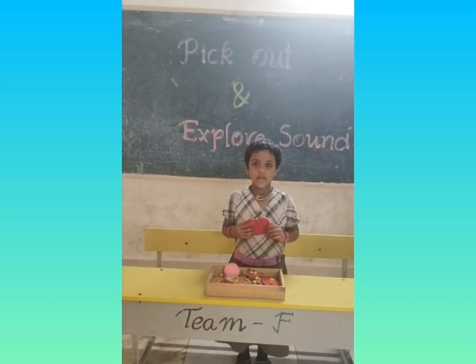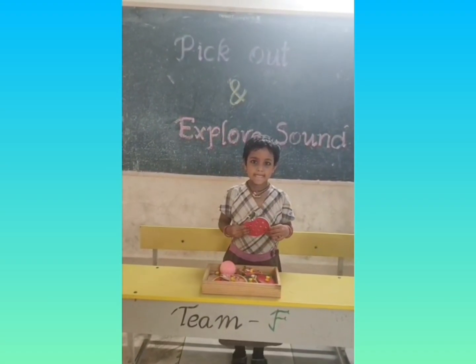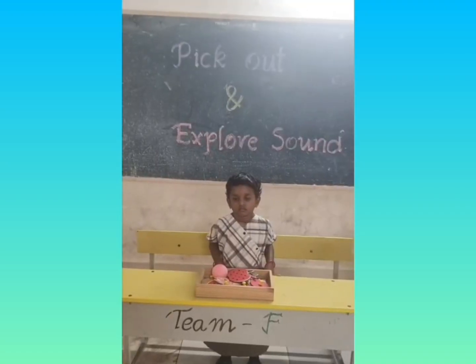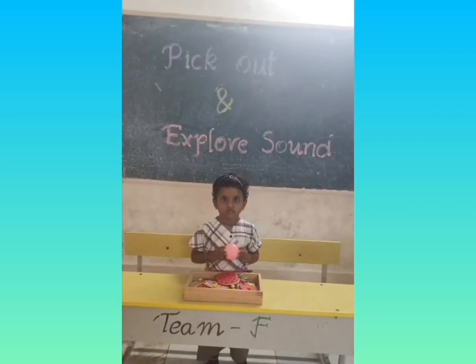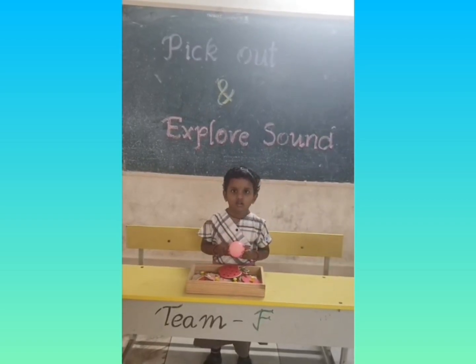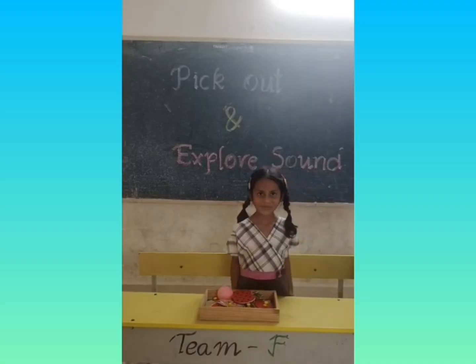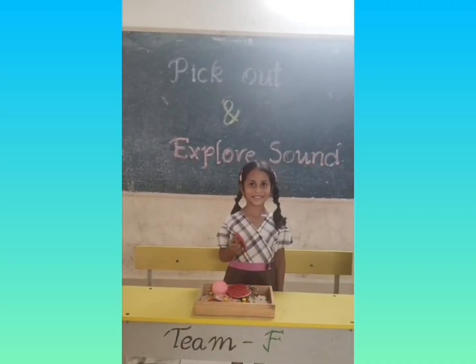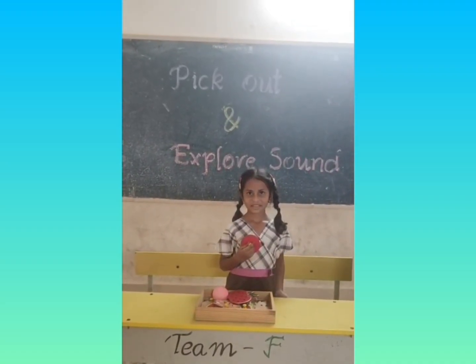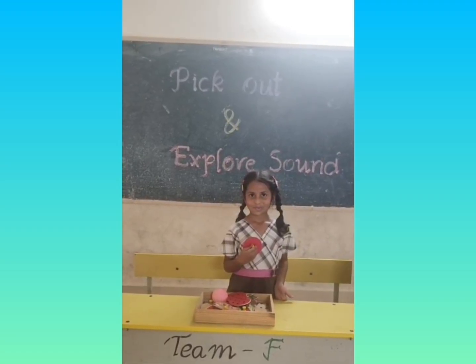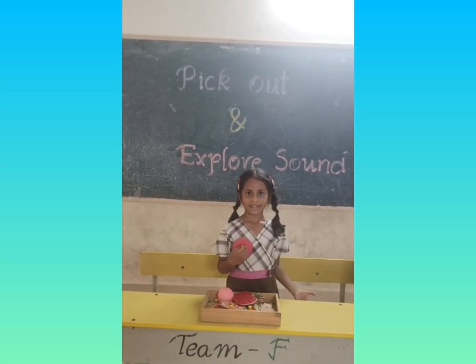Pick one thing. What is that thing? Explore the sound. Okay. Pick one thing. What is in your hand? Explore the sound of ball. Good. Pick one thing. Okay then. What is in your hand? Red color. Okay. So explore the sound of R.